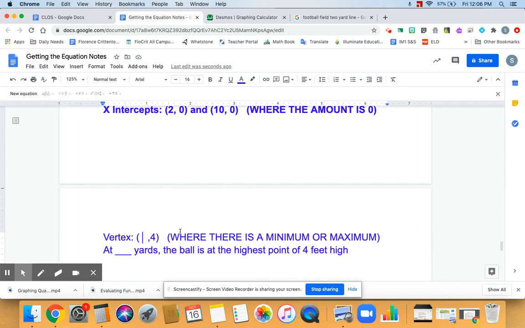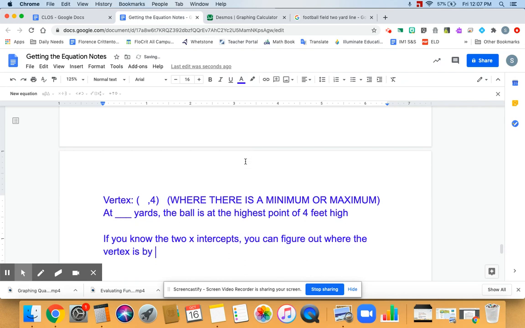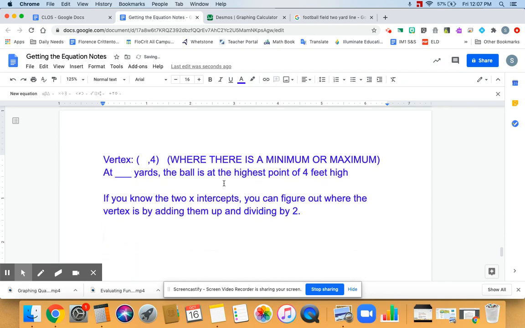However, if I didn't want to graph it like that, remember, if you know the 2 x-intercepts, you can figure out where the vertex is by adding them up and dividing by 2. That's always true. So I could add my 2 x-intercepts, the one at 2 and at 10, and I get 12. And then if I divide it by 2, 12 divided by 2 is 6. So that's another way to figure out that 6 is where the x value is. And then thankfully for this one, they told you what the y was. They told you it gets up to 4 feet high.